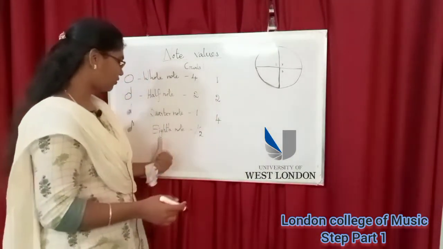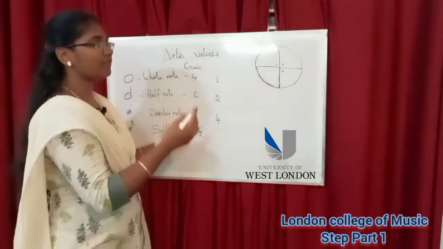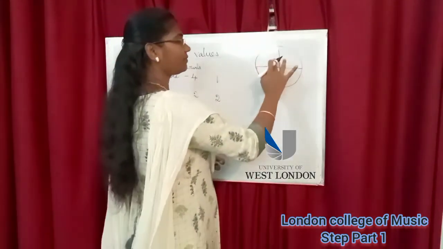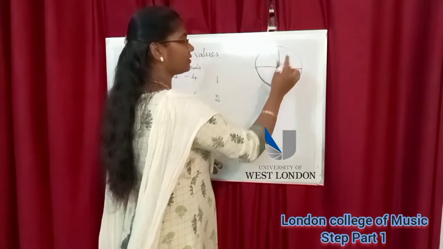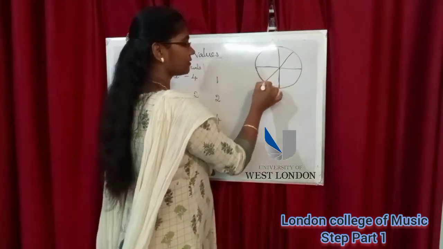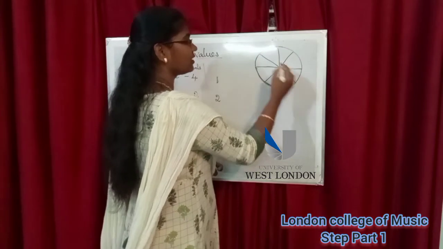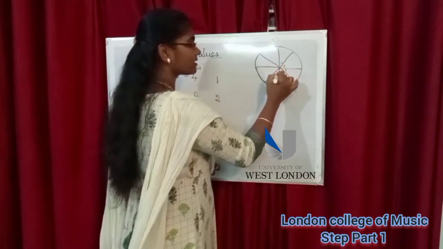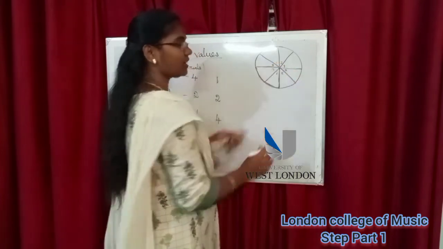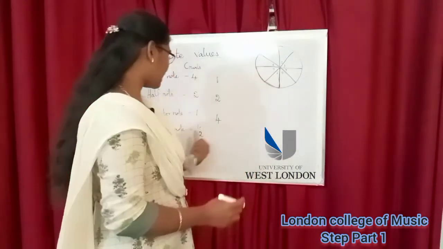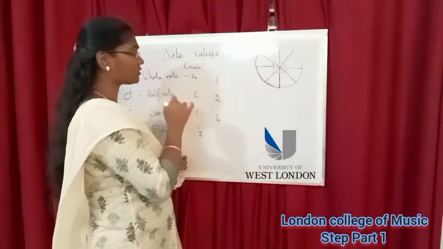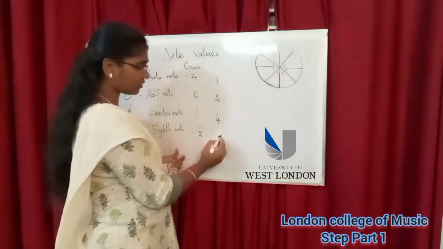Now for the 8th note, we have to divide that whole cake into 8 pieces. So 1, 2, 3, 4, 5, 6, 7 and 8. So 8th note means we are dividing the whole note into 8 pieces. So the note value of the 8th note is 8.